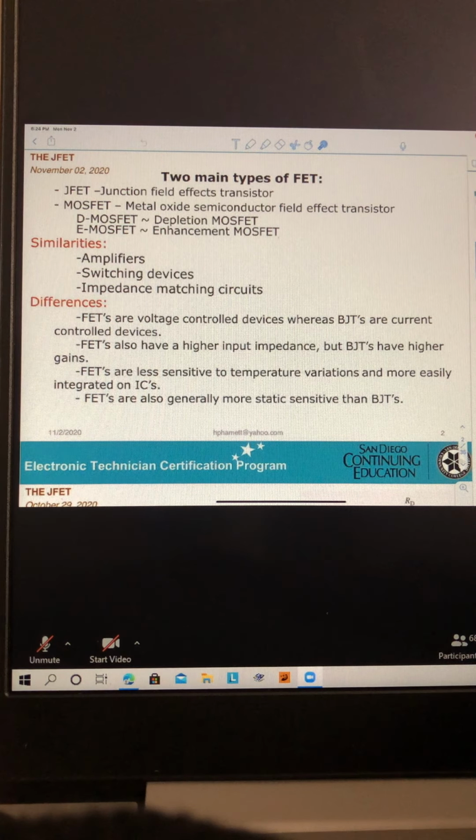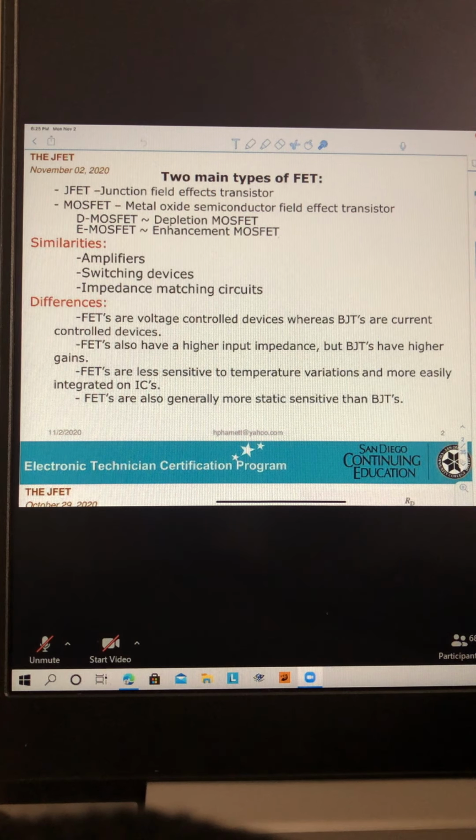Okay, thank you. We already covered the bipolar. They can be NPN and PNP. In the JFET, they have the N channel or P channel. On the bipolar, you have the base, collector, emitter. On the JFET, you have the drain, gate, and source. That is the same thing. Now they're talking about the difference between JFET and the bipolar.